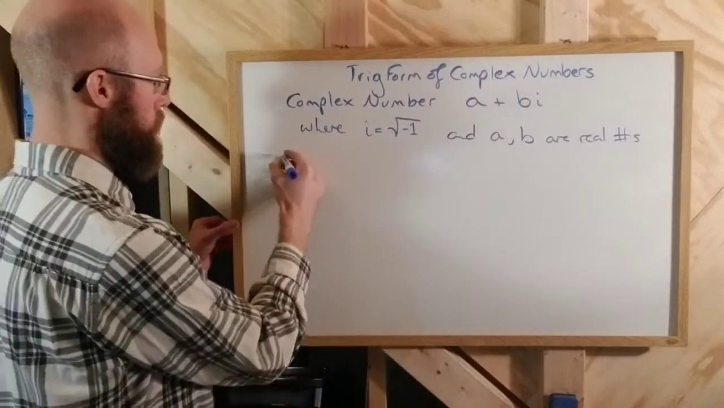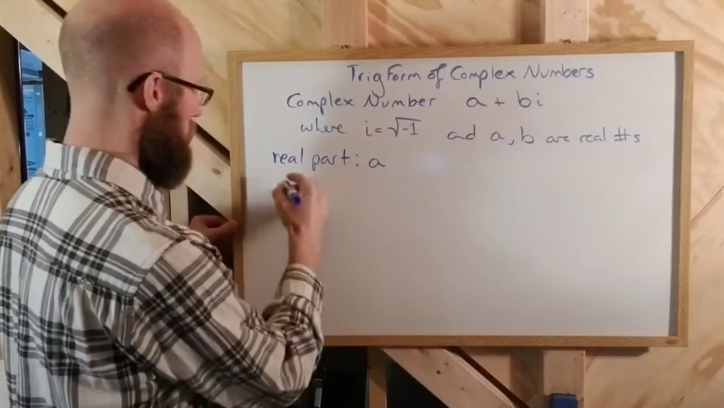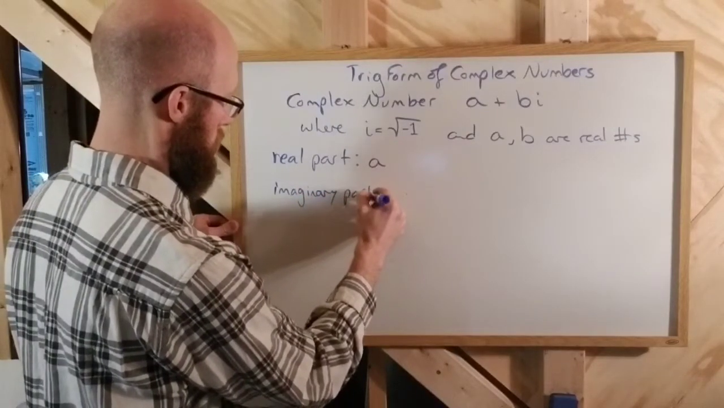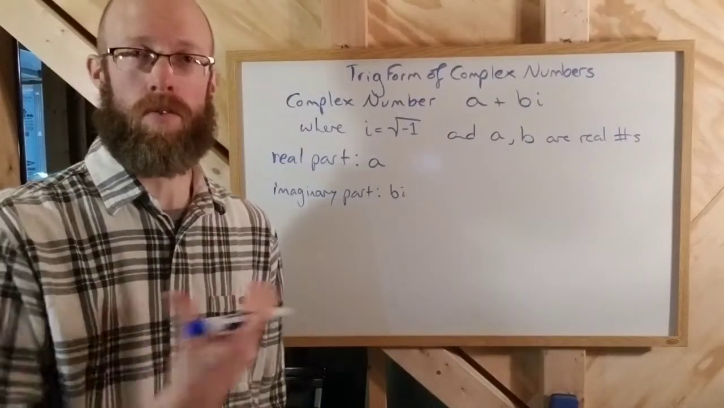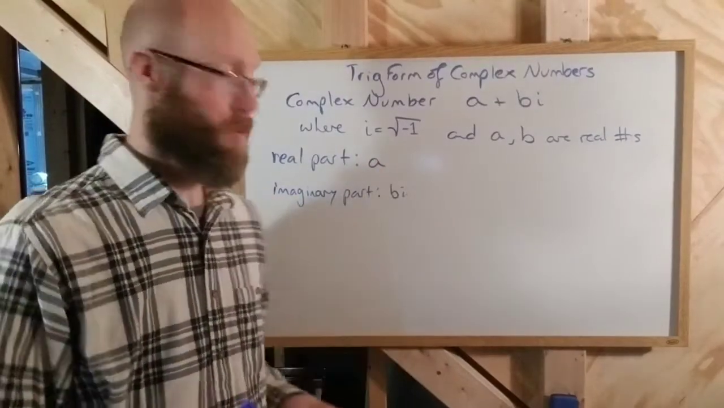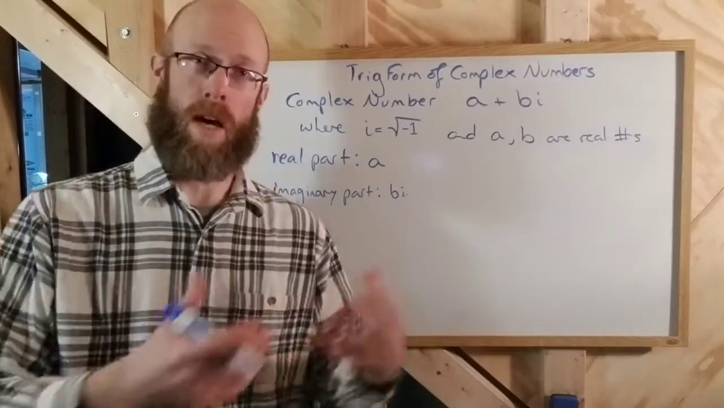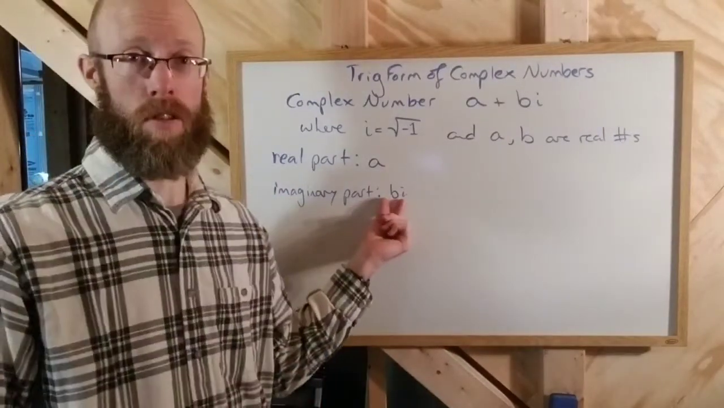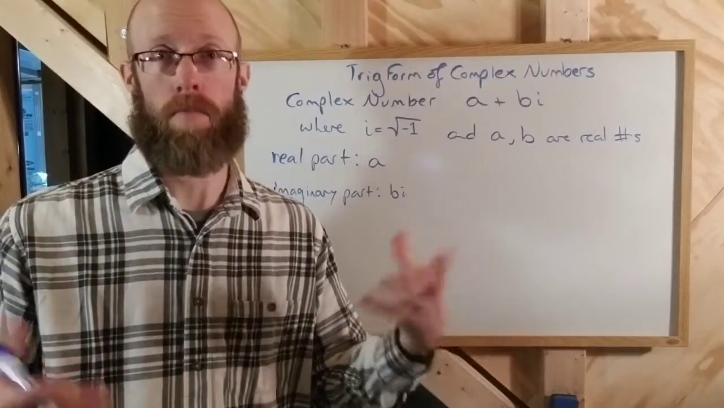You have what we call the real part, which is the a, and the imaginary part, which is the bi, and those two things are added together to give you a complex number. Now, one of these might be 0. If the a value is 0, then the bi is all you have, so imaginary numbers are technically complex numbers. If the b is 0, all you have is the a, so all real numbers are actually complex numbers too.